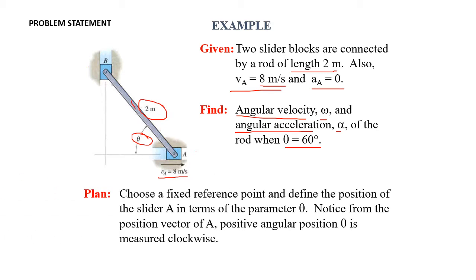For our plan of attack to come up with a solution here, first we want to choose a fixed reference point and define the position of slider A in terms of our parameter theta. Notice from the position vector A, positive angular position theta is going to be measured clockwise. So we're moving this around clockwise like this for our positive angular position.